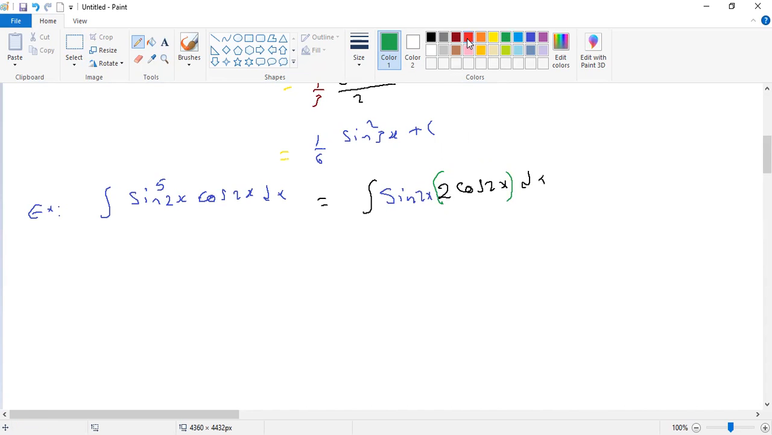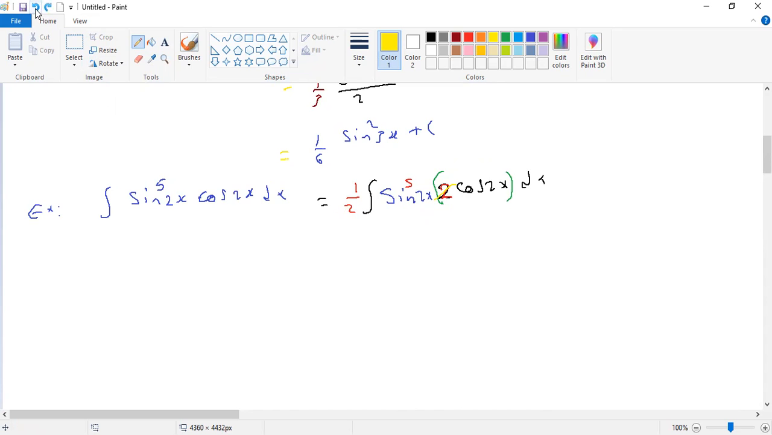But what do we have? We have sine with the power 5. We only have the derivative of sine, but if you multiply by 2, we have to divide by 2. Why? Because the derivative of 2x is 2. So we multiply by 2 and divide by 2, to be 1, because now they are the same.